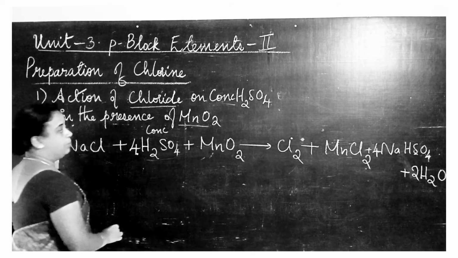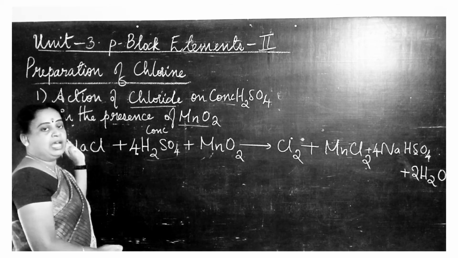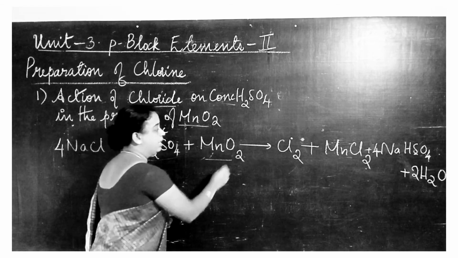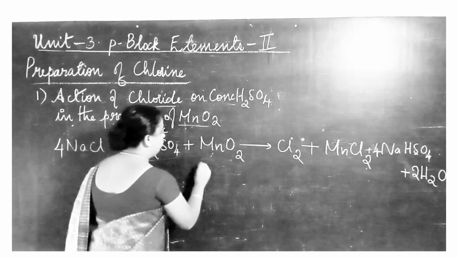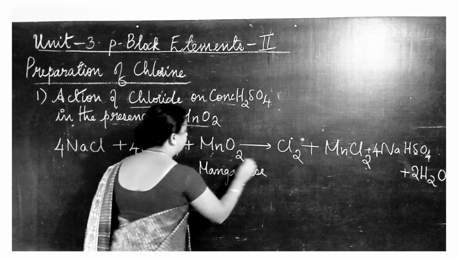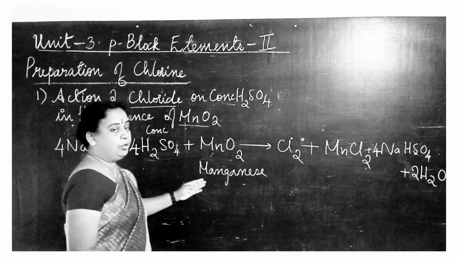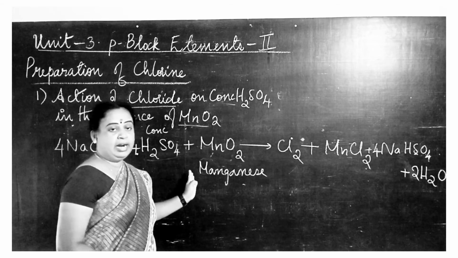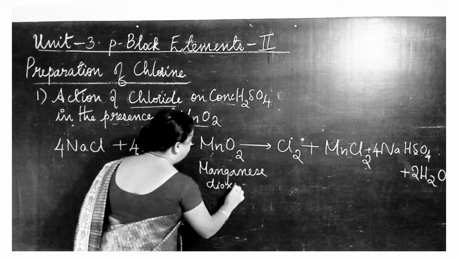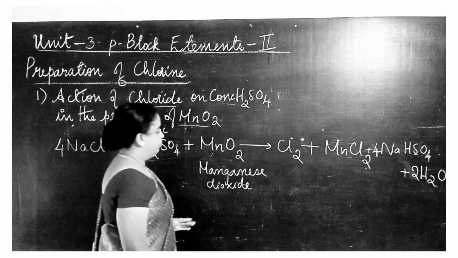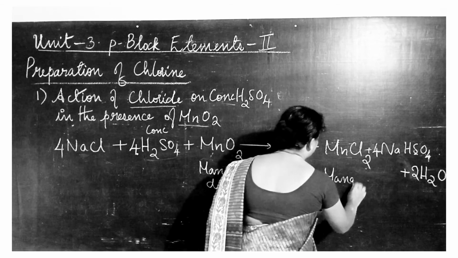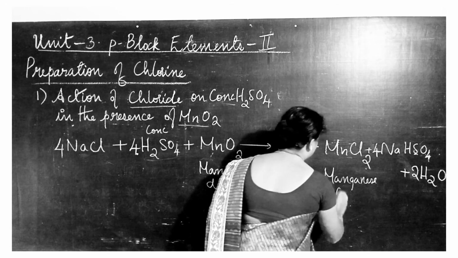So that is the preparation of chlorine by the action of chlorides on concentrated sulfuric acid in the presence of manganese dioxide. Please make a note: whenever you write the reaction, below it you have to write the names of the reactants as well as the products. So all these formulas you should be thorough with. Manganese dioxide, and this is manganese chloride.